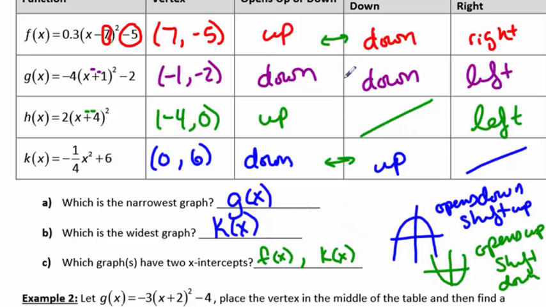Notice that if you open down but shift down, you're not going to have any intercepts. It's got to be opposite. Opens up, shift up doesn't have any intercepts either, but opens down, shifts up, and opens up, shifts down both have two intercepts.